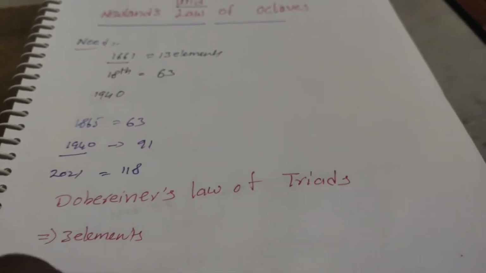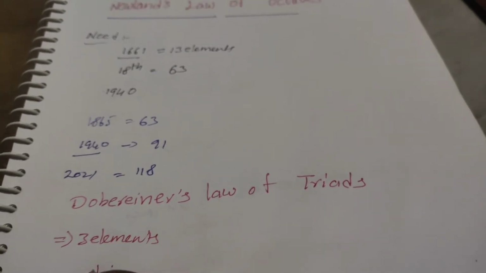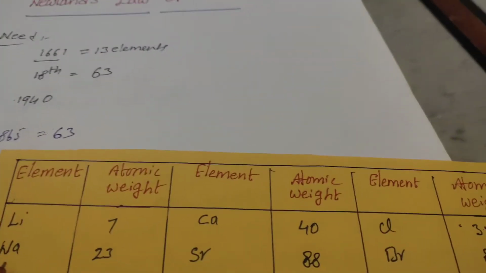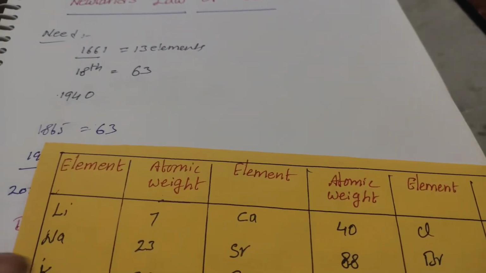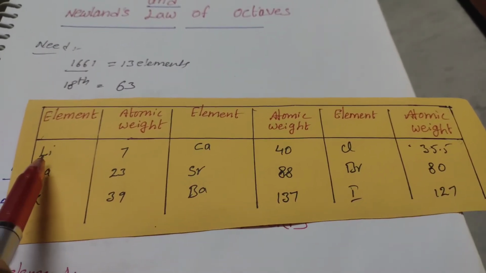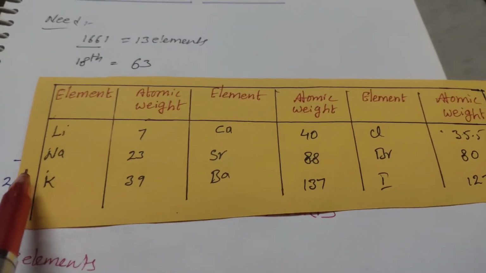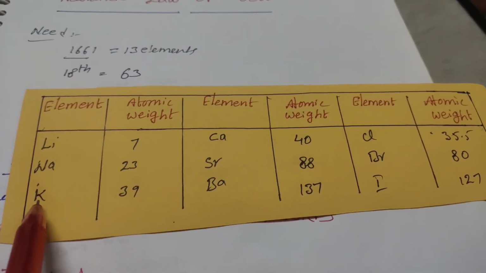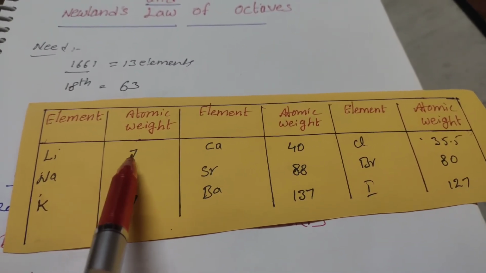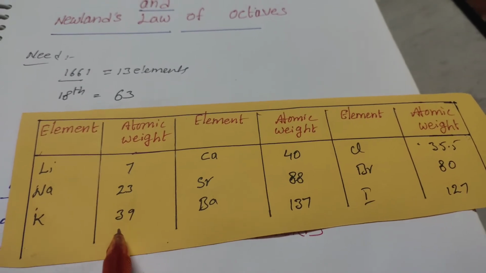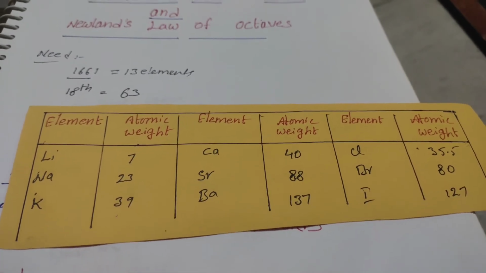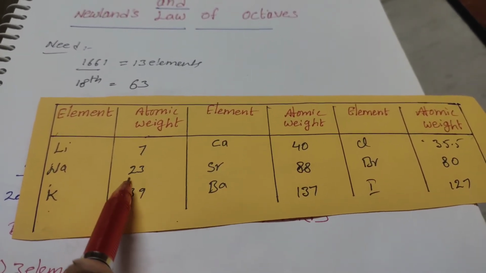for example, if I am taking lithium, sodium, potassium. Lithium, sodium, potassium are elements with similar properties. Why? Because all of those are bases. So elements with similar properties are taken into one triad set, and he said that the average of the first element's atomic weight and the third element's atomic weight is the atomic weight of the middle element.